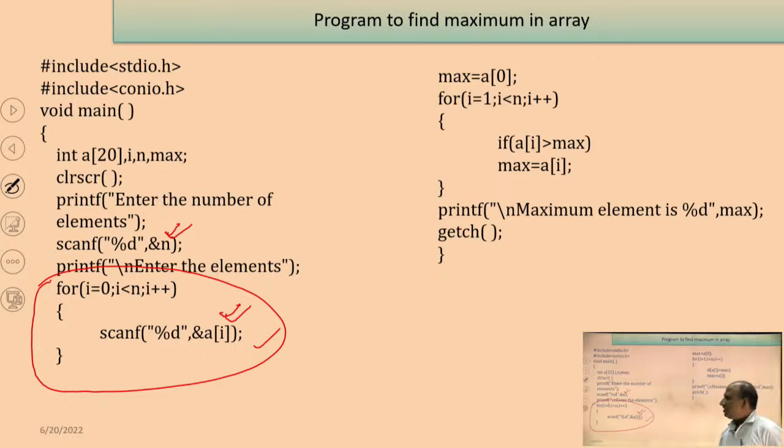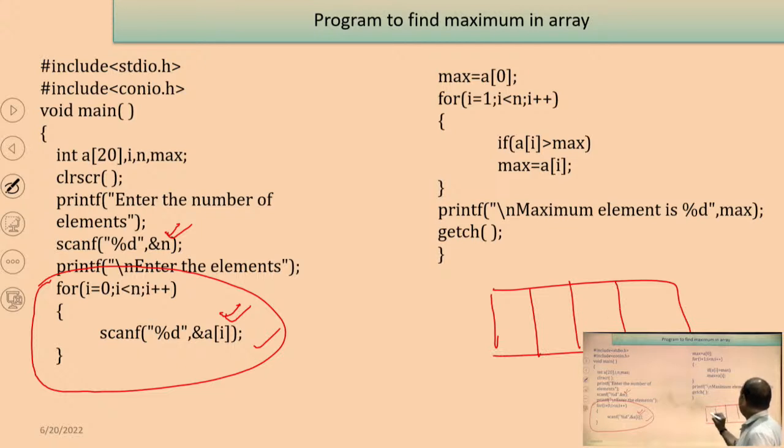Let's say this one is the array, and it has 4 elements, let's say 3, 7, 9 and 2. And what the logic is, we firstly consider the first element of the array as the maximum element, and for that we have assigned a of 0, because the first element of the array is a of 0. A of 0 has been assigned to the max variable.